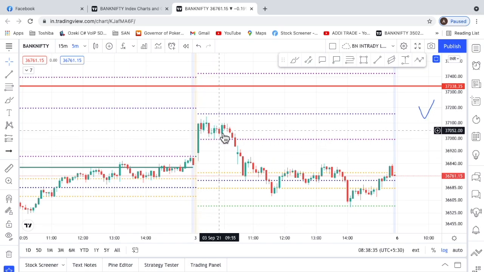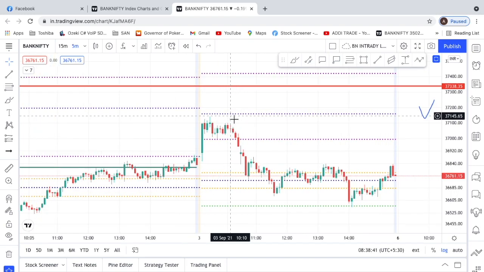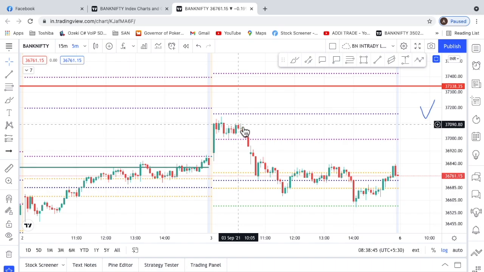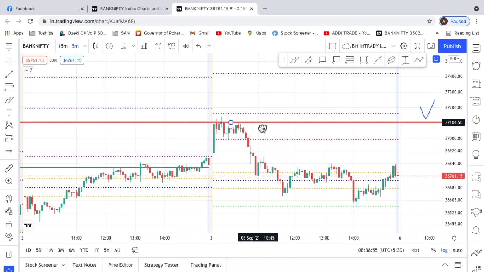Now it made a lower high, and we have rejected this R2 of CPR, and we were also close to a resistance based on the previous price action. So say I assume that we are going to slip further with R1 and the pivot as the target, and I shorted over here. So my stop loss will be the high of this candle.